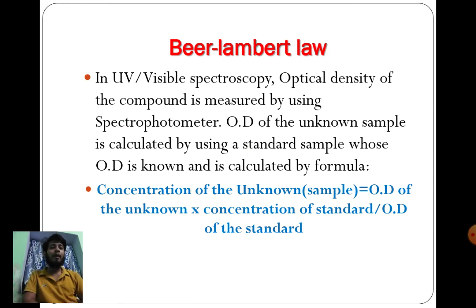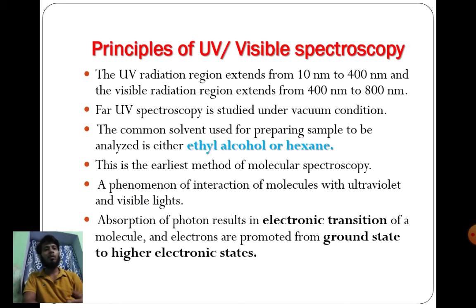Okay, so mainly in a spectrophotometer we measure the optical density with the help of reference samples. Here we consider a standard sample whose OD we already know, and now we are just measuring the OD of our tested sample. From this OD value we calculate the concentration of the unknown sample with the help of a formula: concentration of the unknown sample is equal to OD of unknown into concentration of standard divided by OD of the standard. Okay, so now we are here at the principles of UV visible spectroscopy.